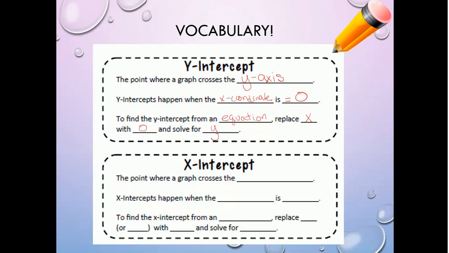Now, what about x-intercept? Well, you can probably guess the point where a graph crosses the x-axis is your x-intercept, just like the y-intercept was for the y-axis. The x-intercepts happen when the y-coordinate, or the y part of your ordered pair, is equal to 0. So to find the x-intercept from an equation, we need to replace y, or f of x, with a 0 and solve for x. So either way, we're going to plug in 0 for y, or f of x, whichever one we have in front there, and then solve for x. Let's try a couple examples.